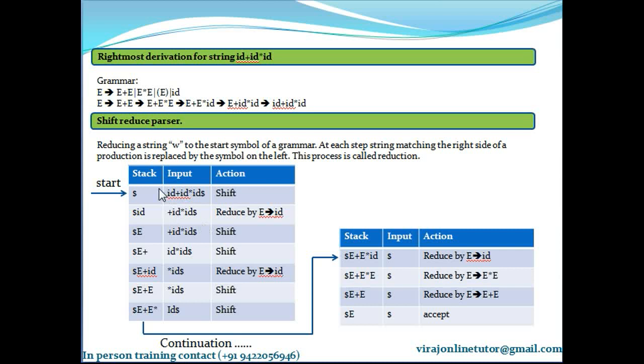Let's see how we go about doing this. This is a stack that I maintain. This is the input column, which contains how I process my input string, and this is the action column. There are two possible actions allowed here: shift and reduce. These are the only two actions possible, and that's why the name of the parser is shift reduce.